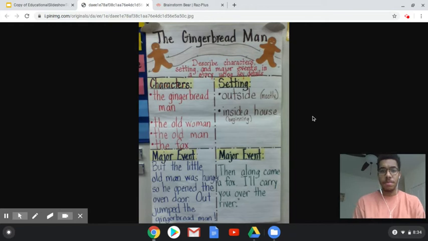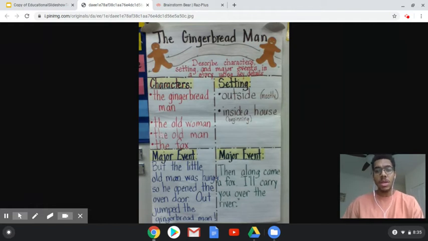The Gingerbread Man. Let's talk about the small and the big details and the major events and finding those details in the story. Let's look at the chart and see what we got. So we're going to describe characters, setting, and major events in the story using key details. The characters in the Gingerbread Man are the gingerbread man, of course, the old woman, the old man, and the fox. That's who is in the story.